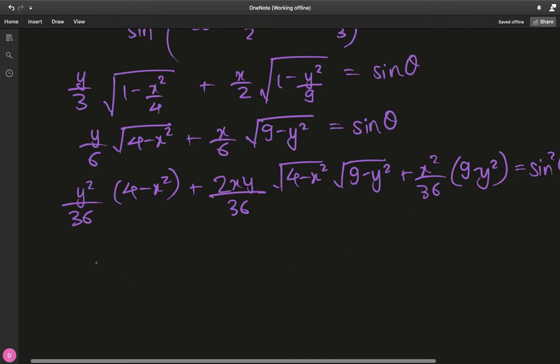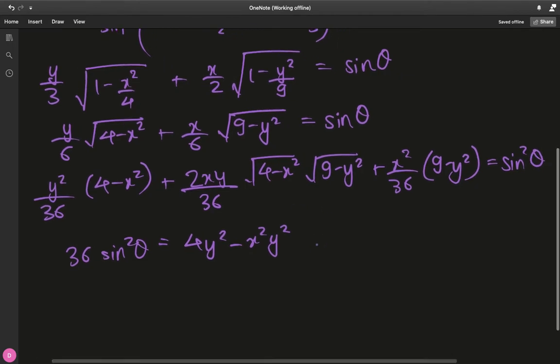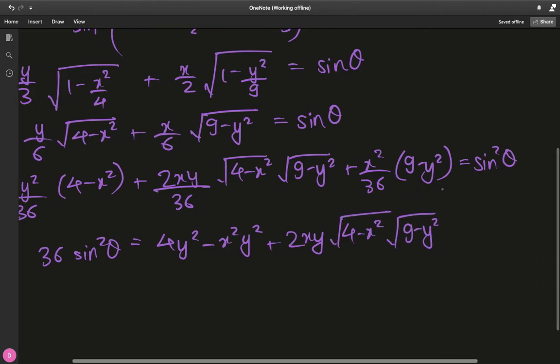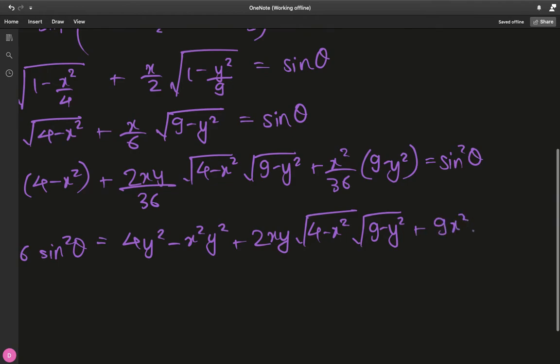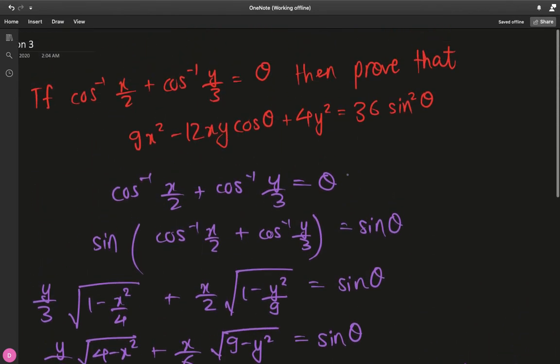So let's put 36 on that side. 36 sine squared theta is equal to 4y squared minus x squared y squared plus 2xy times square root of 4 minus x squared times square root of 9 minus y squared plus 9x squared minus x squared y squared. So we have 36 sine squared theta is equal to, and it's almost starting to resemble this expression.